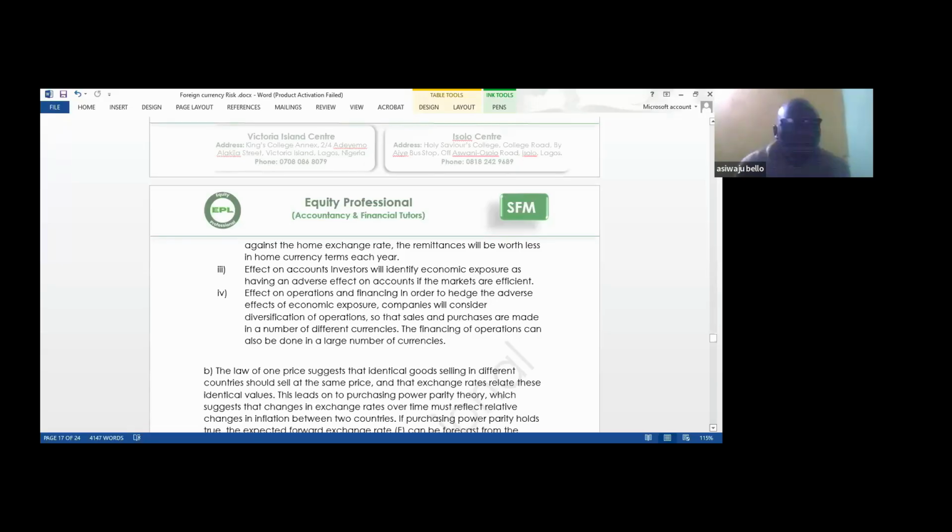A multinational company is highly exposed to economic risk. Please, you are going to try to understand and be able to produce this at any point in time when it is needed.